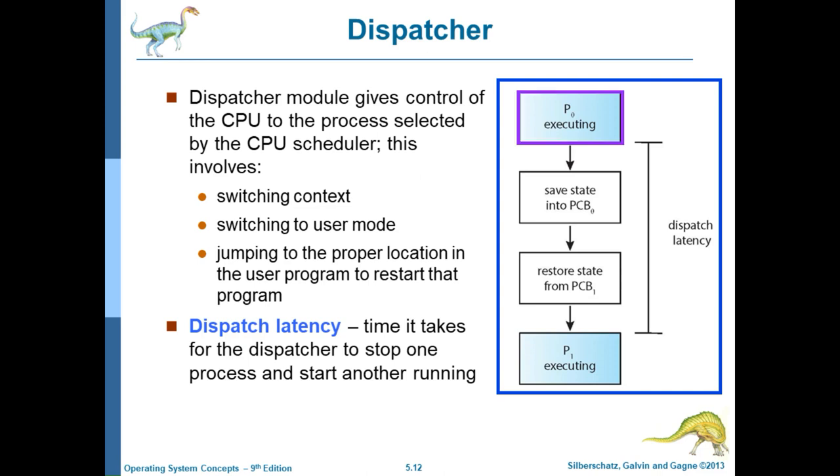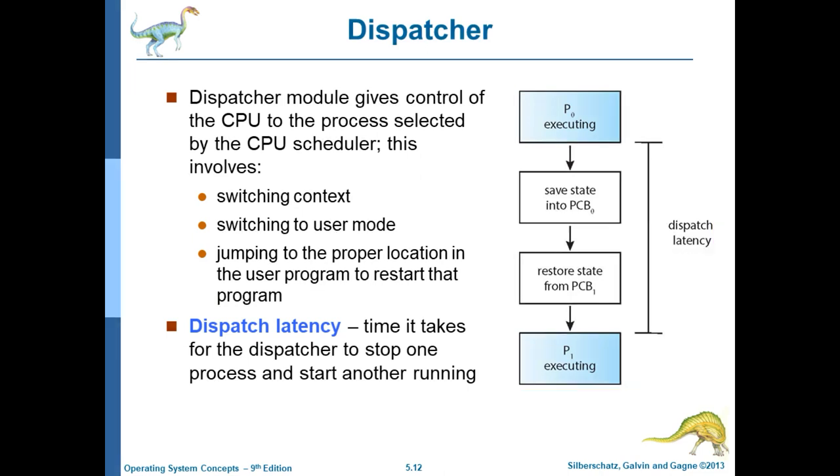Process P0 is running, and its state is saved in its PCB when it is preempted. Before the next process, P1, can start running, its state is loaded from its PCB. The time between when P0 is stopped and when P1 is started is the dispatch latency. The dispatcher, though behind the scenes, ensures the seamless execution and transition of processes.